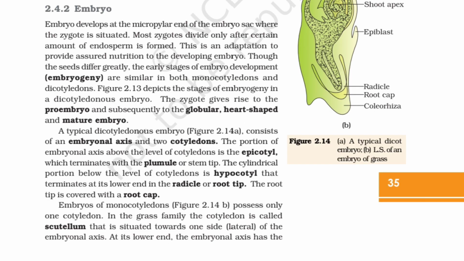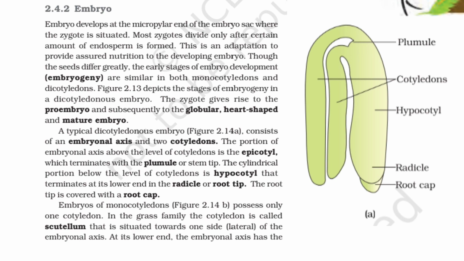The zygote gives rise to the proembryo and subsequently to the globular, heart-shaped and mature embryo. A typical dicotyledonous embryo, figure 2.14a, consists of an embryonal axis and two cotyledons. The portion of the embryonal axis above the level of cotyledons is the epicotyl, which terminates with the plumule or stem tip. The cylindrical portion below the level of cotyledons is a hypocotyl that terminates at its lower end in the radicle or root tip. The root tip is covered with a root cap.